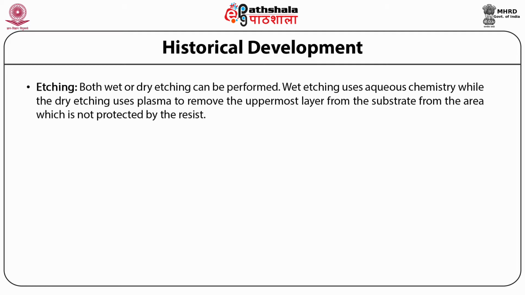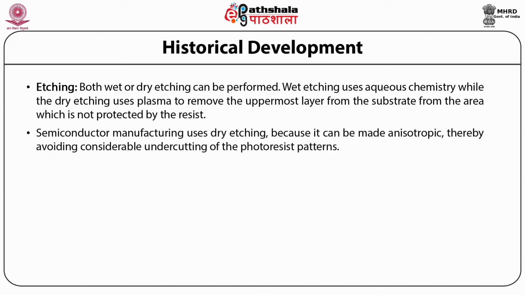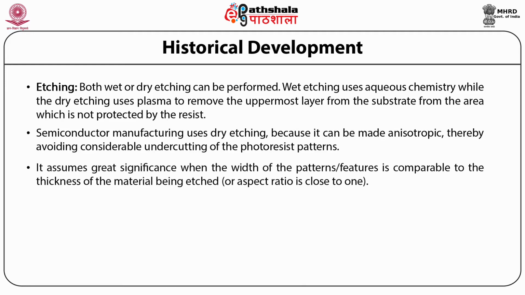Etching. Both wet or dry etching can be performed. Wet etching uses aqueous chemistry while dry etching uses plasma to remove the uppermost layer of the substrate from the area which is not protected by the resist. Semiconductor manufacturing uses dry etching because it can be made anisotropic, thereby avoiding considerable undercutting of the photoresist patterns. It assumes great significance when the width of the pattern or feature is comparable to the thickness of the material being etched.